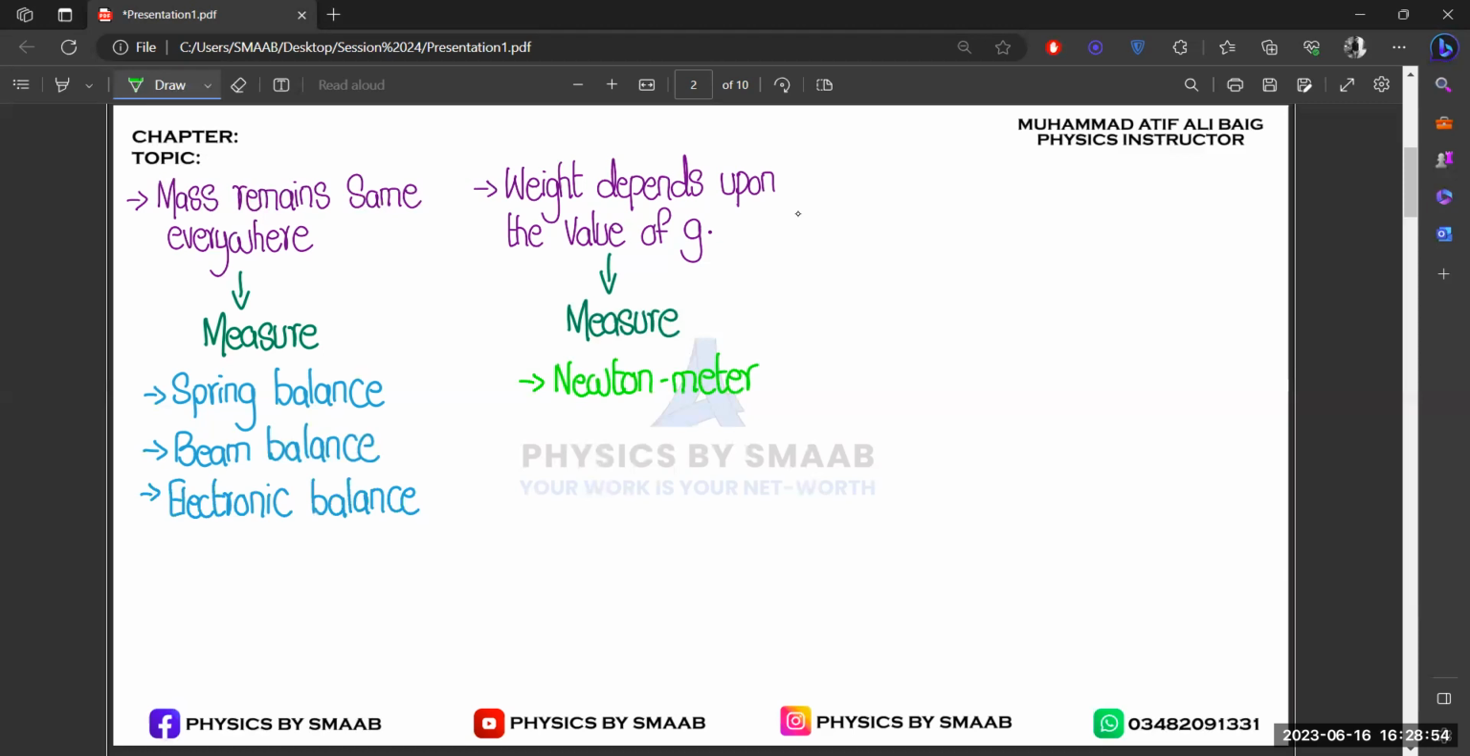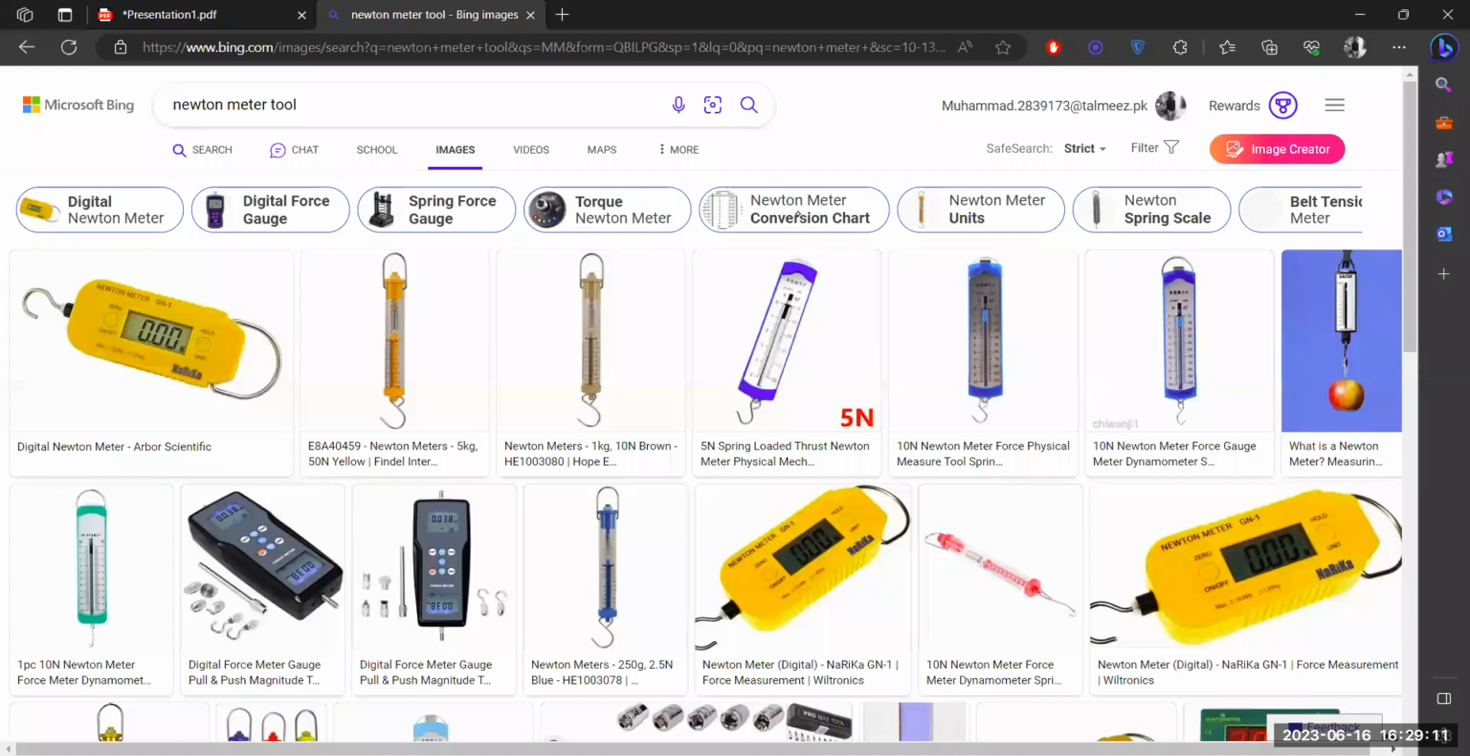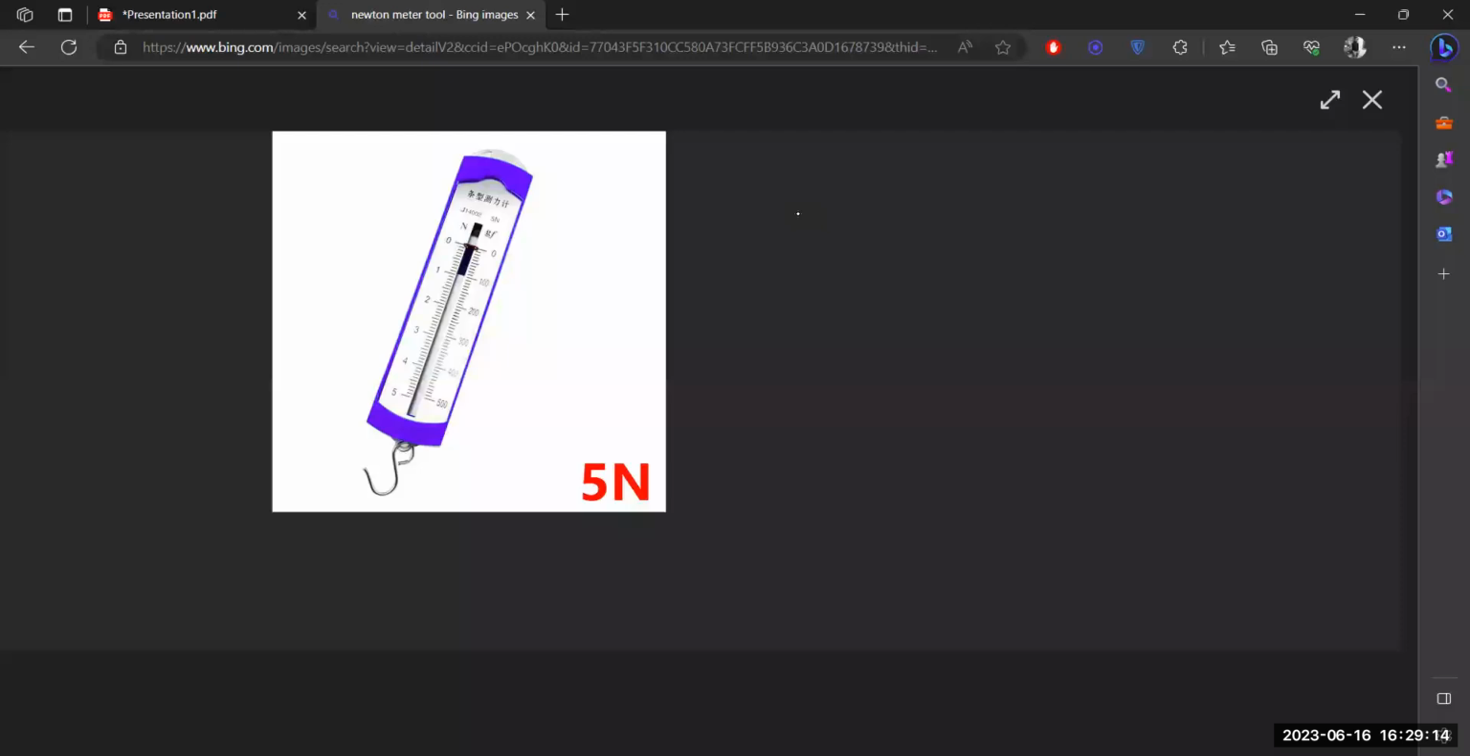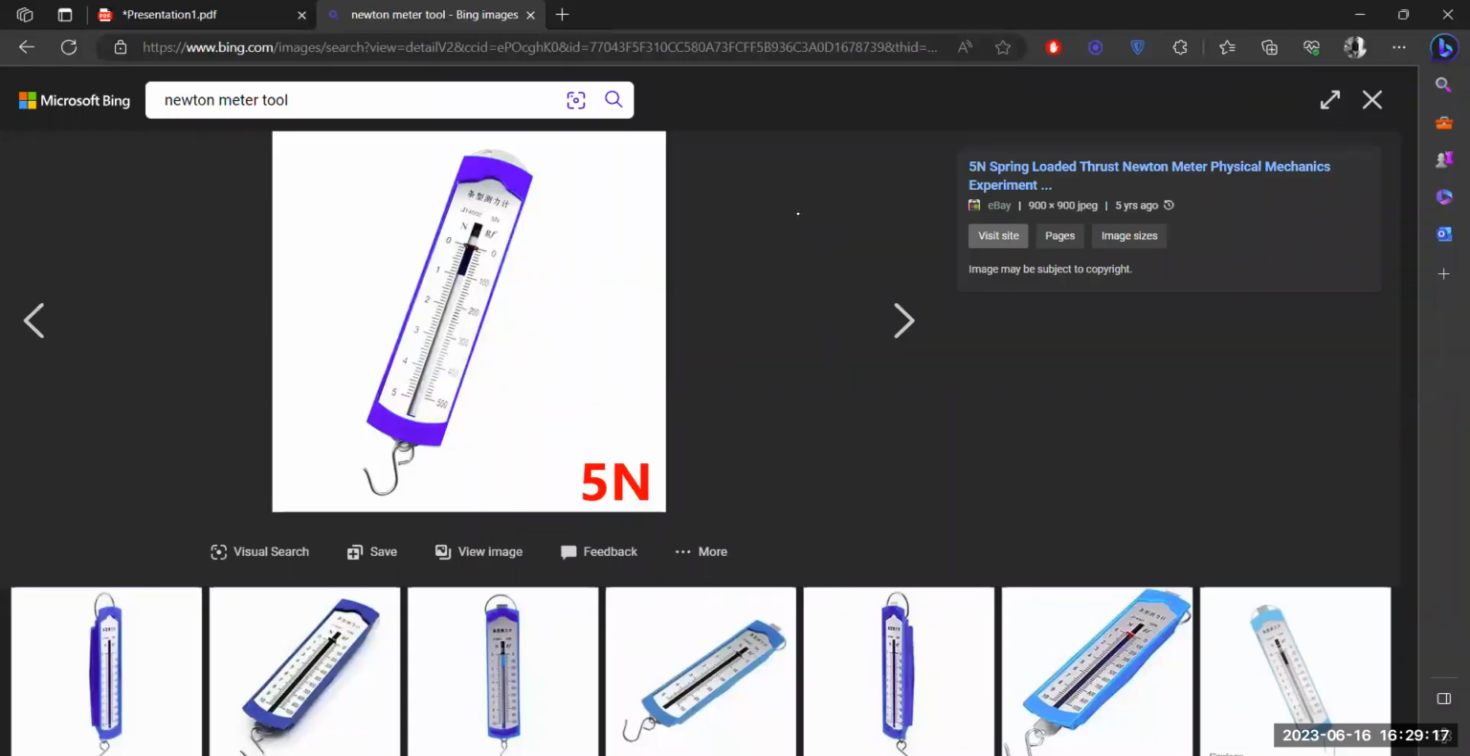Because the Newton meter is a different measuring device that we do not use in our daily life. Yes, this is a Newton meter. Is it visible? Yes, sir. So in labs, mostly we use this Newton meter to measure weight. As you can see, N, which means Newton, is mentioned on the scale, right? So we can easily measure weight by using this Newton meter.